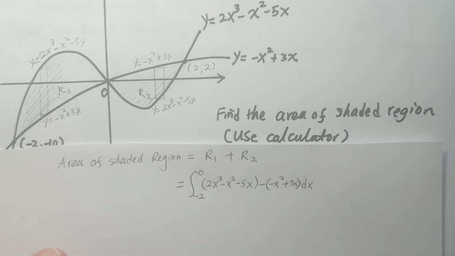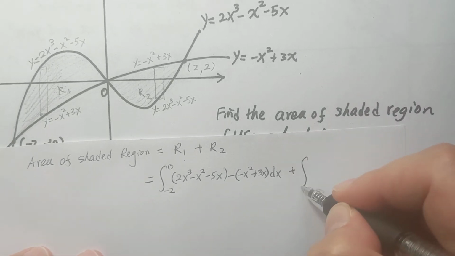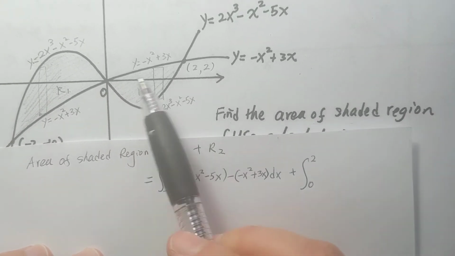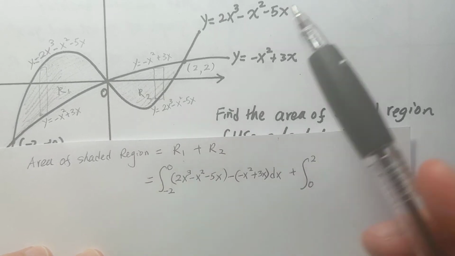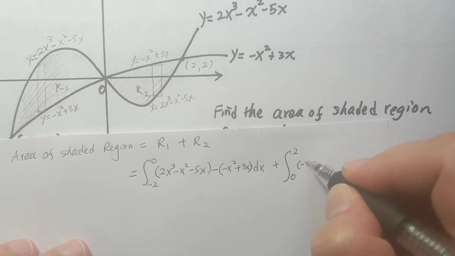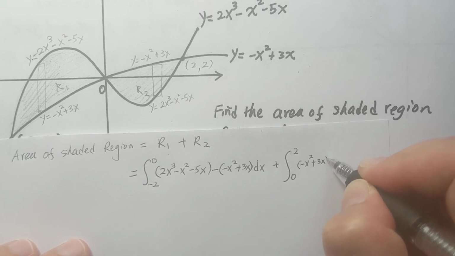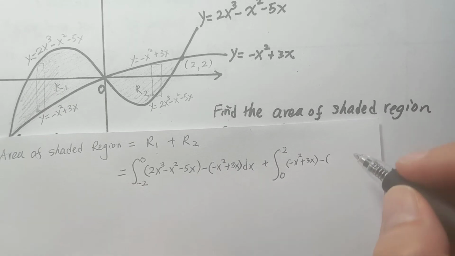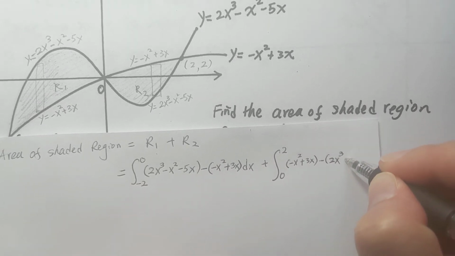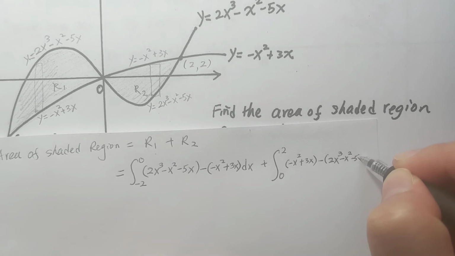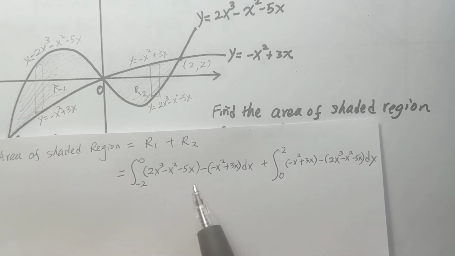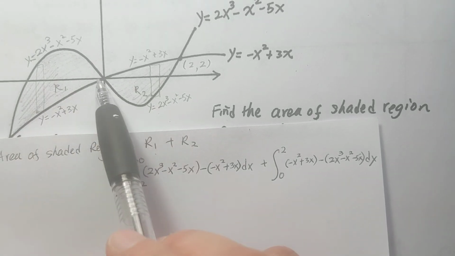Now we are going to the R2, from 0 to 2. My top function is going to be the parabola. So I'm going to have negative x squared plus 3x minus the bottom function, which is 2x cubed minus x squared minus 5x, and then dx. So we swap the top function after the 0.